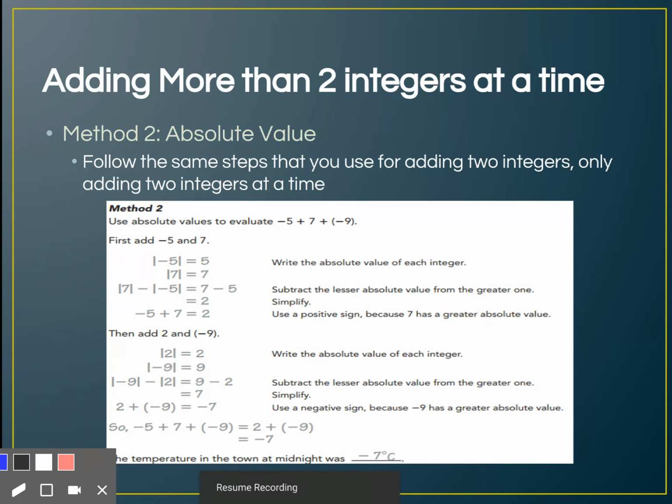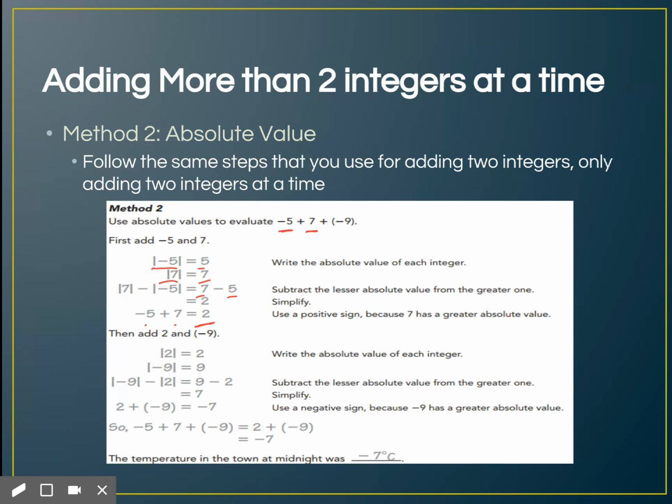We can use method 2 the same way. Again, we're going to start with our first 2 digits and apply what we've learned. So first we're finding the absolute value of both digits. The absolute value of negative 5 is 5. The absolute value of 7 is 7. So then we go to step 2 and subtract. 7 minus 5 is 2. We're keeping our answer of a positive 2 because our positive number is larger than our negative in this case.